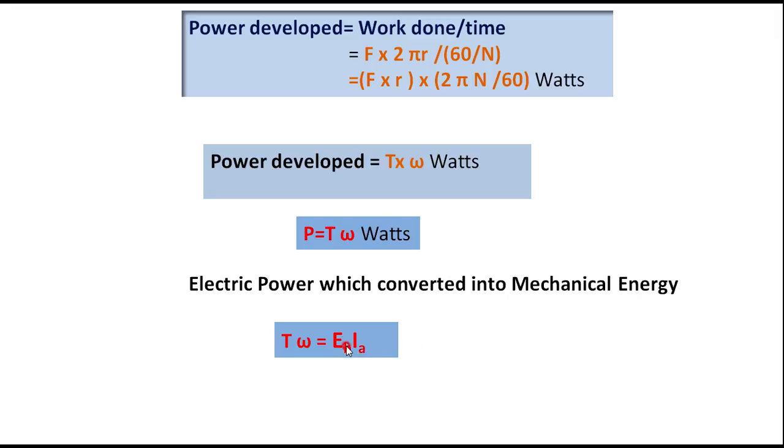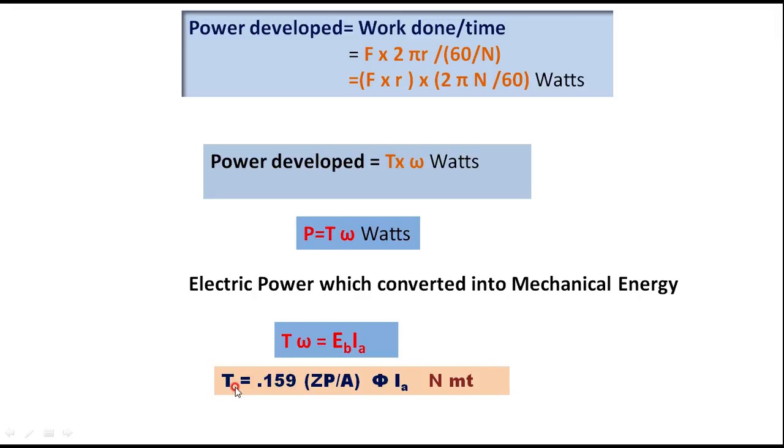At the same time, EB is phi Z N P by 60 A. Then you have to find the value of T. We transfer omega to the other side, putting the value of omega as 2 pi n by 60 and substituting the EB value as phi Z N P by 60 A.